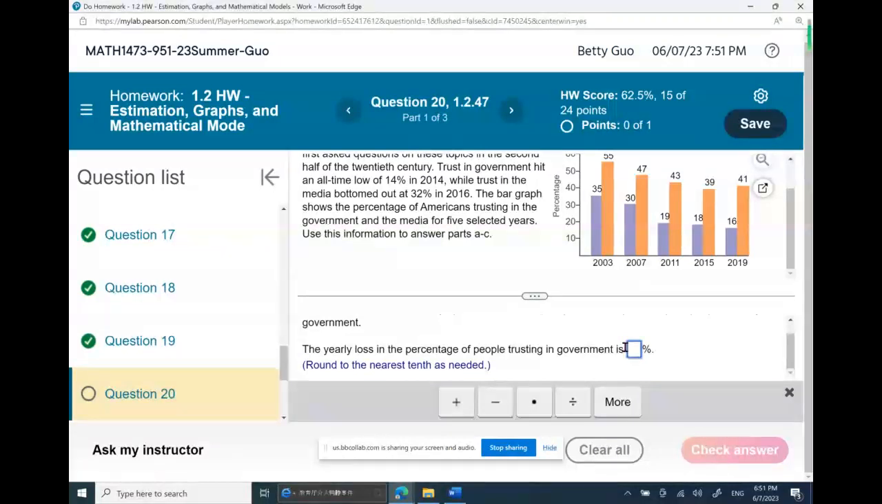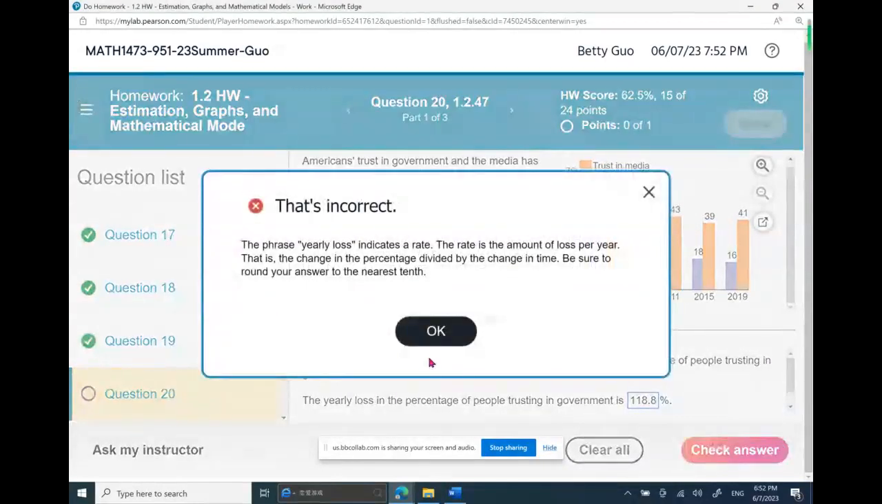It's supposed to be 118.75%, right? But the nearest tenth means keep 1 decimal place, so round it up to 118.8%. You see the difference? Even though you got a correct number, 1.19, you entered it wrong because the box here has a percent sign. We have to take that into consideration.